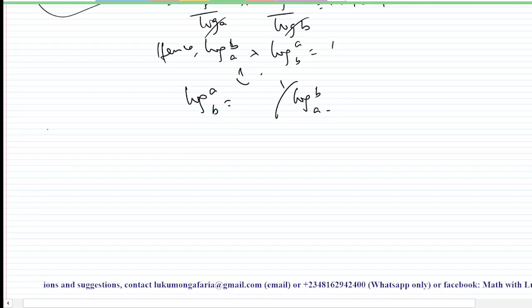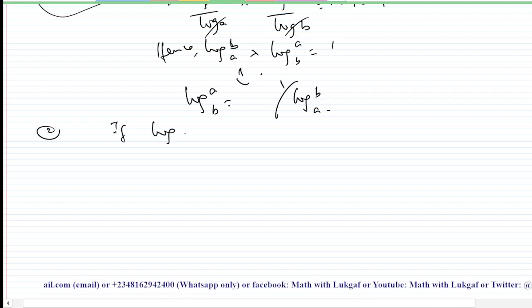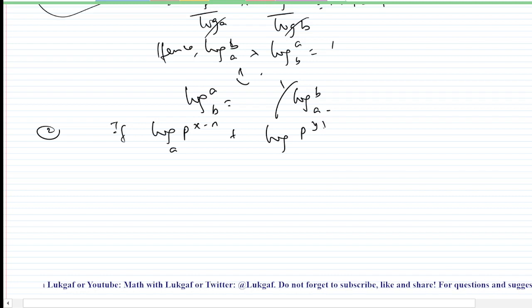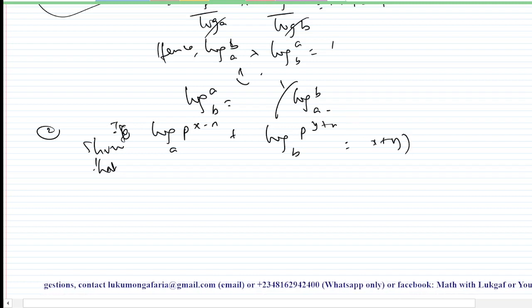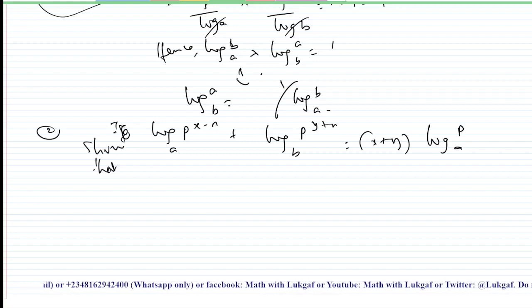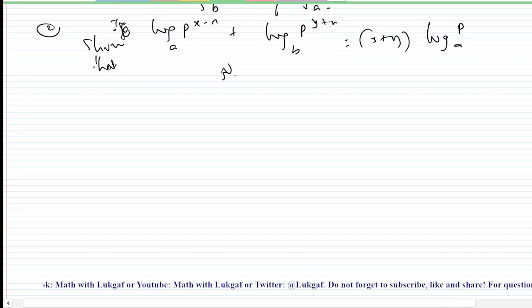So the second question, let's say I have log p raised to power x minus n base a plus log p raised to power y plus n base b. Sorry, the question asks us to show that this is equal to x plus y log p base a. That's also not difficult to do. In fact, you know how to do it. Okay, let us do it together.